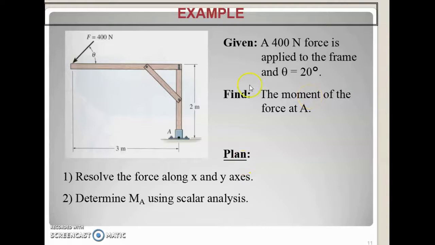Now let's do an example here. Given that a 400 Newton force is applied to the frame and theta is equal to 20 degrees, you are given force 400 here and theta is 20 degrees, and you need to find the moment of the force about point A. The first step, you need to resolve the force along the X and Y axes, and then determine MA using scalar analysis.